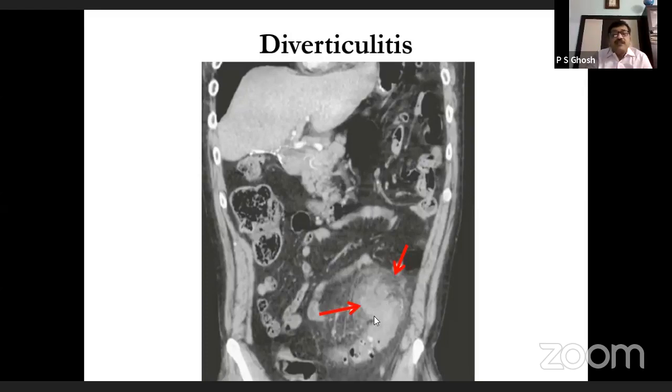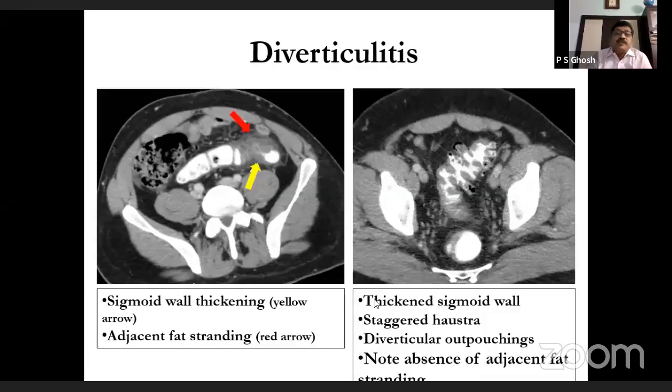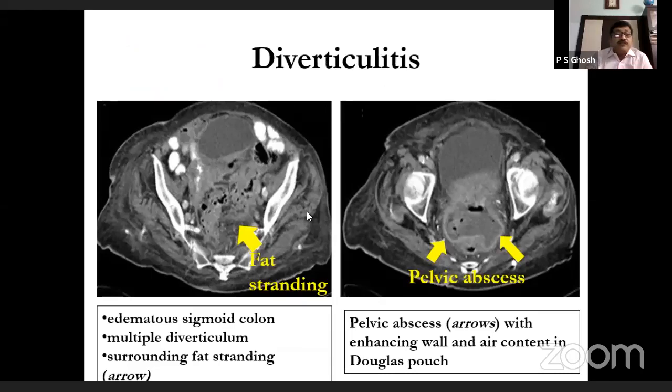Now, in this coronal image, we can see that the sigmoid colon is thickened along with formation of a phlegmon in this area, so this indicates that it is a case of diverticulitis. Now, these are two different images of two different patients. Here we can see thickening of the sigmoid colon along with fat stranding. But in this case, we can see air-filled diverticula, but there are no pericolonic changes. So this is actually Hinchey type 1A by classification, which can be managed conservatively.